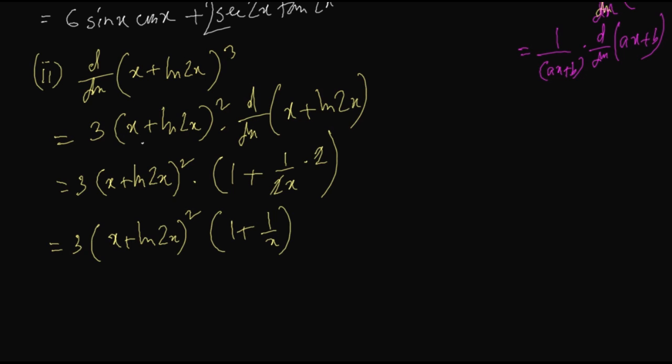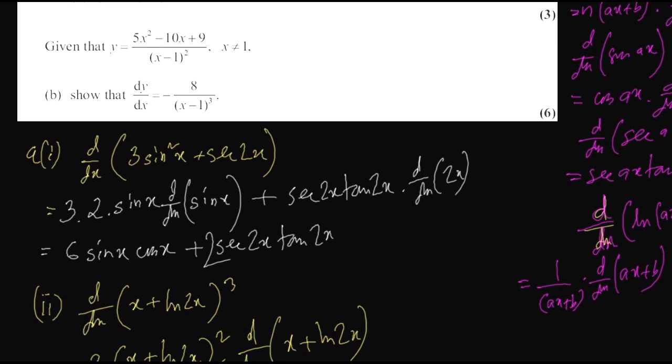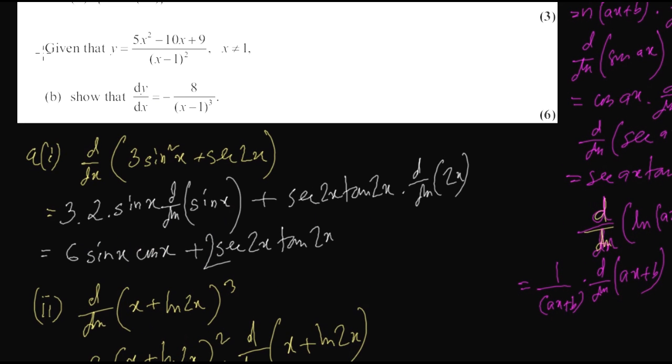Keep it this way. Now the next one, question number B, they have given y equals (5x squared minus 10x plus 9) divided by (x minus 1) whole squared, and you have to show dy by dx equals this. So this is actually u by v, the quotient rule. When you have division like that, you have to use the quotient rule. So let me copy this question here.